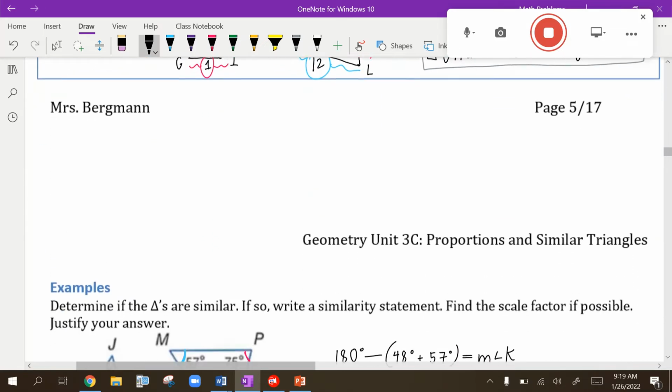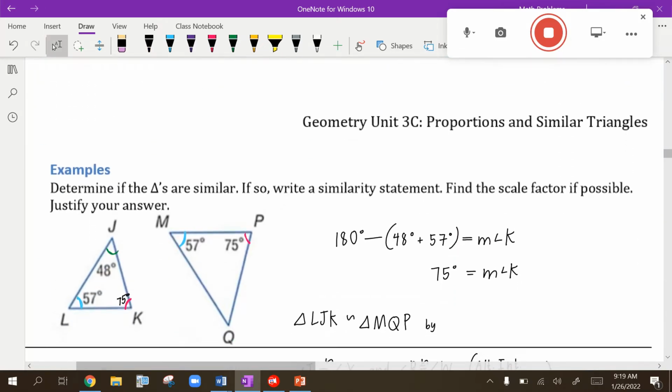Let's go through a few examples of these. Determine if the triangles are similar, and if so, write a similarity statement. Find the scale factor if possible, and justify your answer. Whenever it says justify your answer, make sure you're giving one of the theorems that we just talked about.